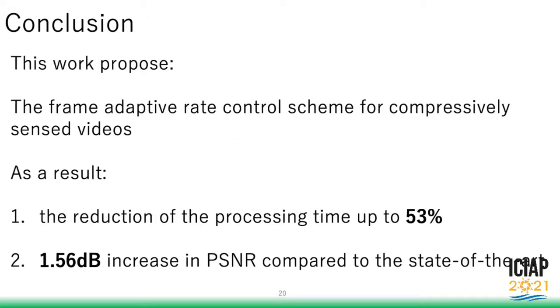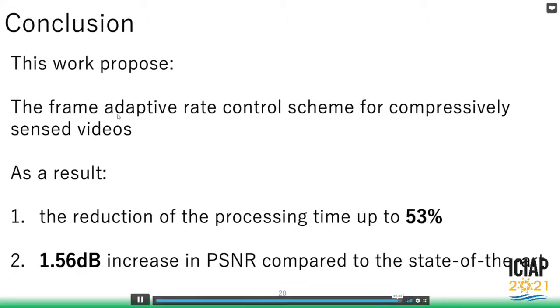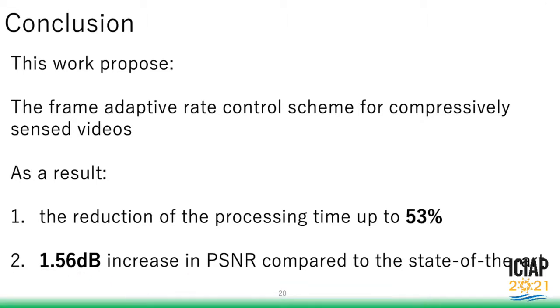Conclusion: this work proposed the frame adaptive rate control scheme for compressively sensed videos. As a result, the reduction of the processing time is up to 53% and there is a 1.56 decibel increase in PSNR compared to the state of the art.